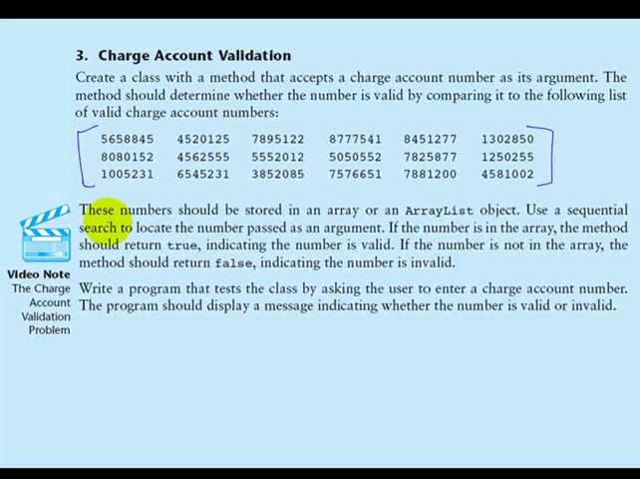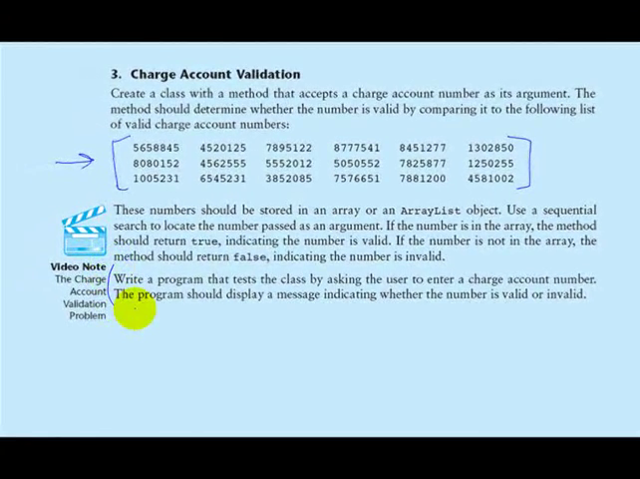Now, the problem tells us that this set of valid charge account numbers should be stored in an array or an array list. That's inside the class that does the validation. And it tells us to use a sequential search to locate the number that's passed as an argument. And then it goes on to tell us that if the number is in the array, the method should return true. If the number is not in the array, the method should return false. And then we're simply to write a program that tests the class.